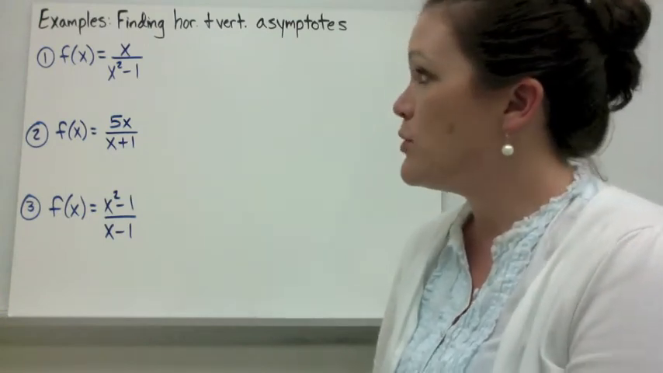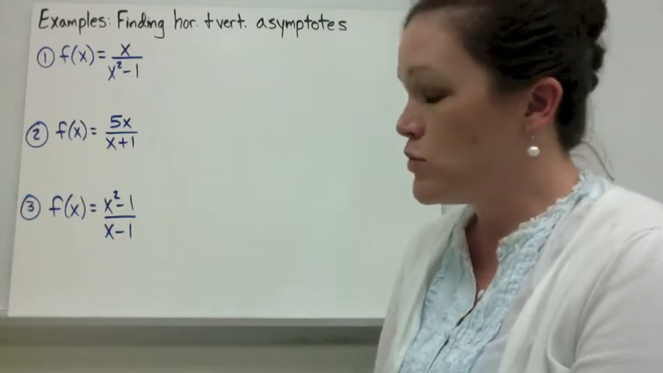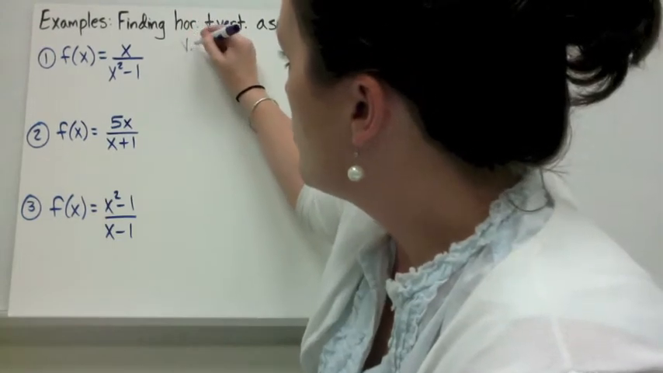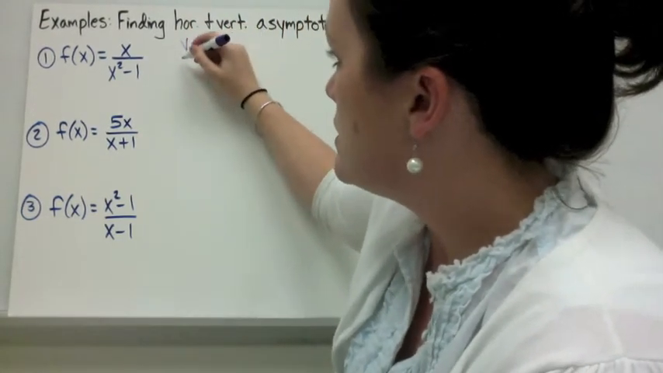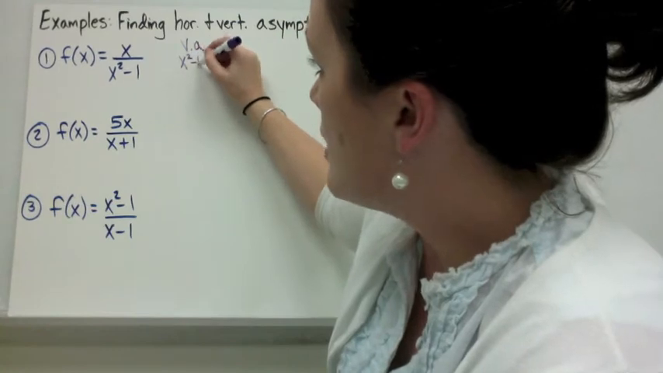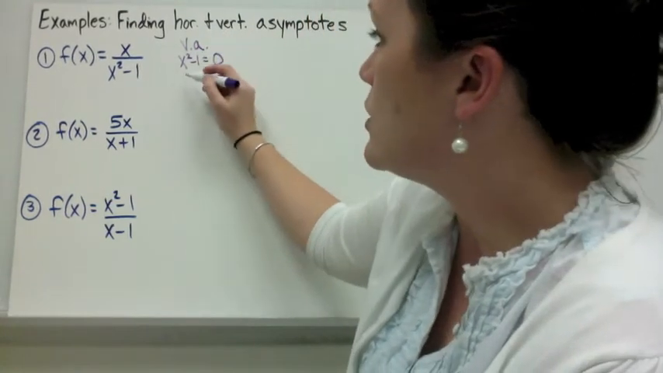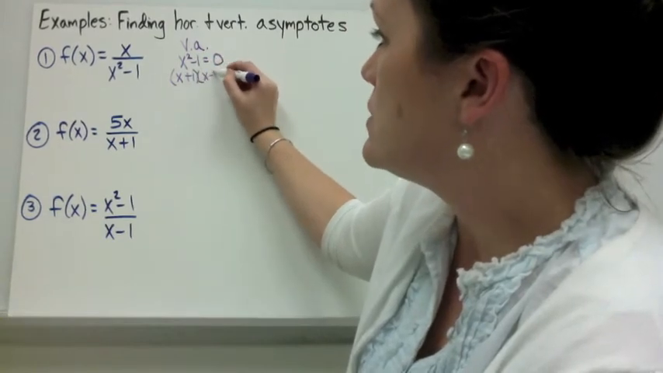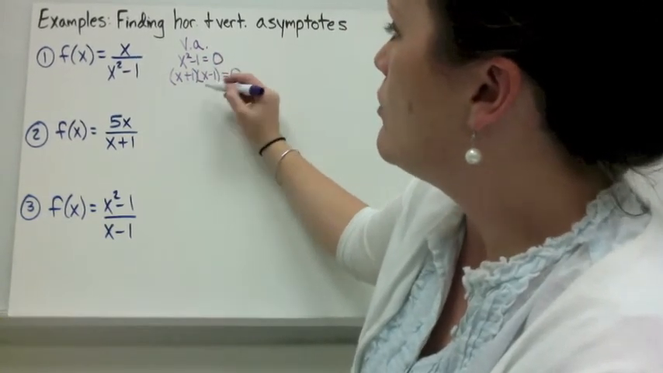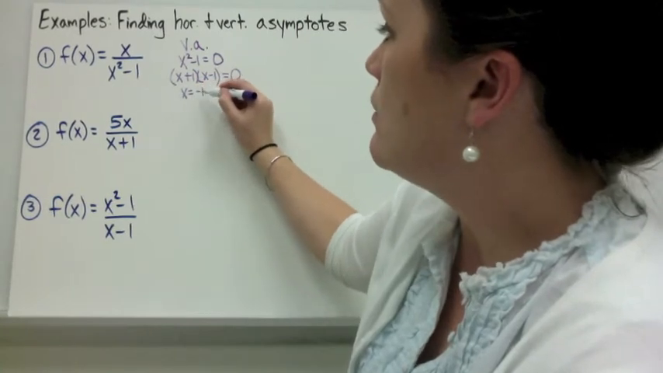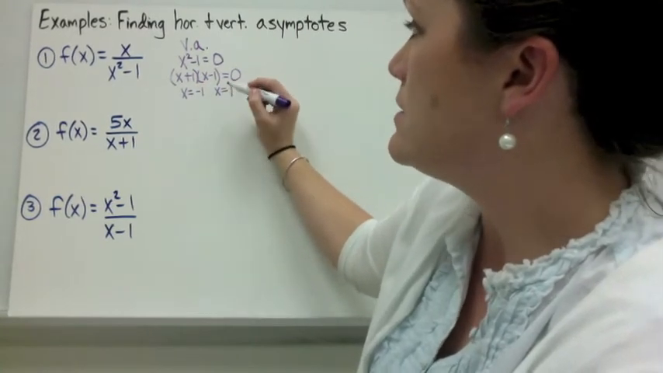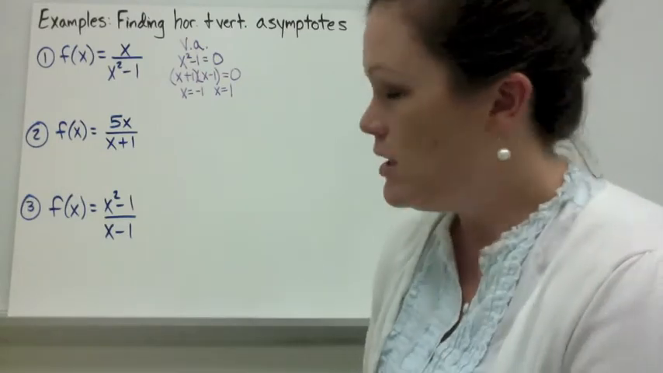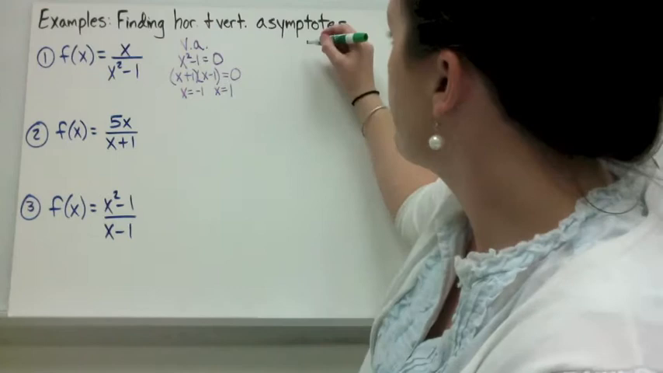For our first example, we have the function x over x squared minus 1. To figure out our vertical asymptote, we would need to set the denominator equal to 0. So x squared minus 1 equals 0. We can use our factoring skills to factor that as a difference of squares, and we would end up with x equals -1 and x equals +1 as our vertical asymptotes for that function.